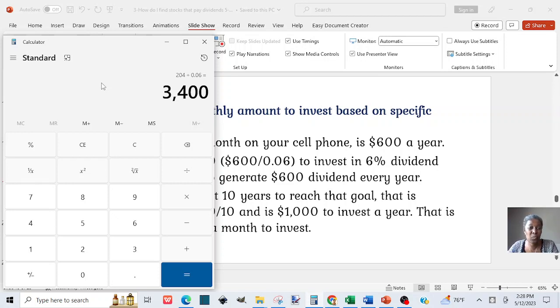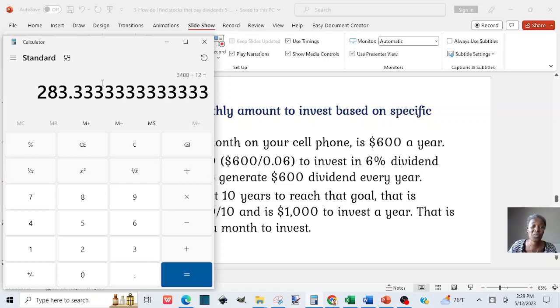So if you want 1 year to reach that goal, 3,400 divided by 12, that means every month you need to invest $283, and by the end of the year you have enough in the account. At 6%, you'll be earning enough to cover your cell phone bill.